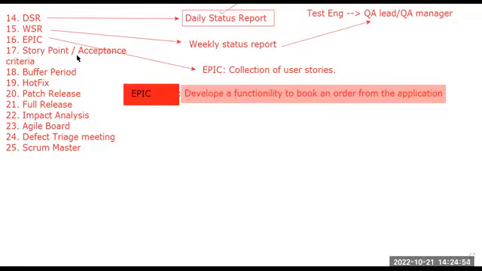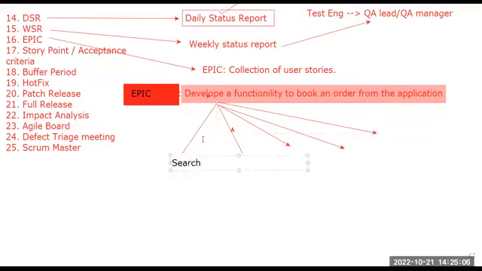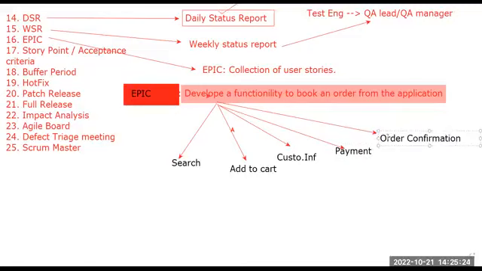Now under this epic, look, I can create multiple user stories. Getting my point, guys? Multiple means I will have one search feature, then add to cart, which is another user story. Then customer information page, then payment gateway, then order confirmation. So to develop this complete product, we need to implement these five functionalities. Once we implement these five features, we can easily book an order. Yes or no?